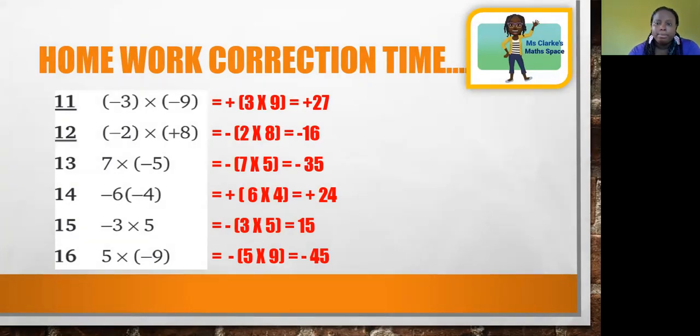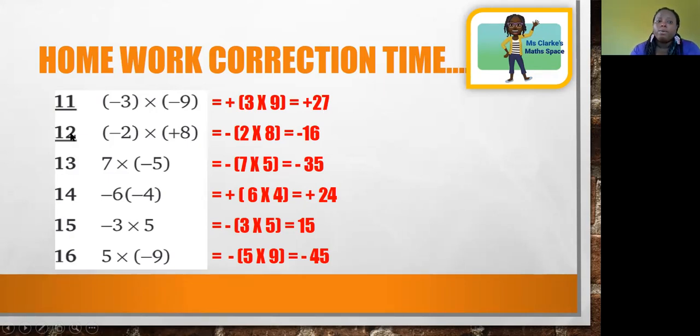Question 11. We have multiplication. We have -3 multiplied by -9. So we have two of the same signs multiplying by each other. So a negative by a negative is going to give us a positive, and then we just multiply the two numbers. 3 multiplied by 9 is 27. That's how we get +27 being our answer.